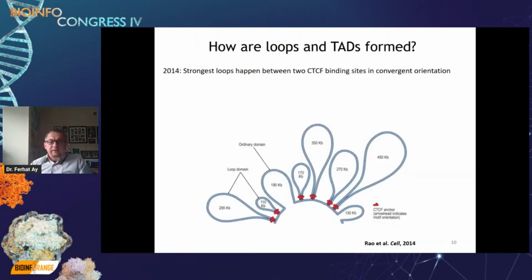So a little bit of background in the looping field and kind of where we are right now. So the loops and TADs, these domains, how are they formed? So in 2014, with the increasing resolution of these Hi-C data sets, Erez Lieberman's group was able to come up with a hypothesis that said, when we look at these strongest loops, what we see is the binding of CTCF, which is an insulatory protein, on the anchors of these strongest loops.